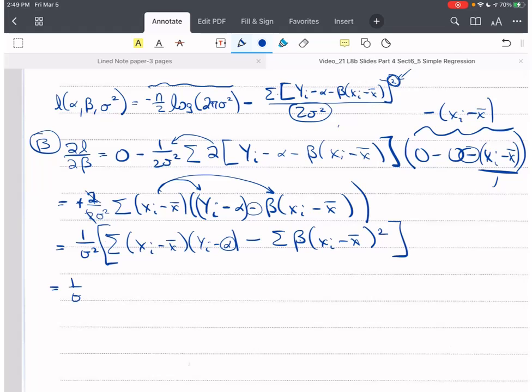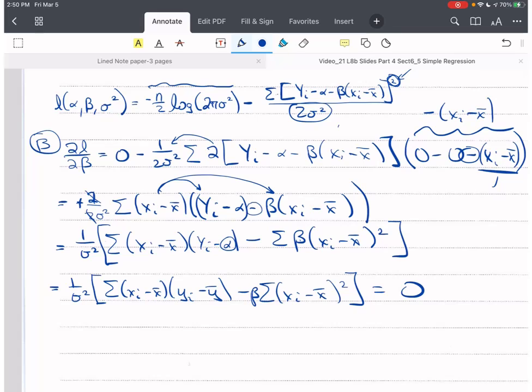So it's 1 over sigma squared times the sum of xi minus x bar times yi minus y bar, and then minus the sum of, I can pull beta out to the front, xi minus x bar quantity squared. I'm going to set that equal to 0. Well, again, this is just a constant and it's positive, so I can't set it equal to 0. But this other term of the product, I can set that equal to 0 and see.